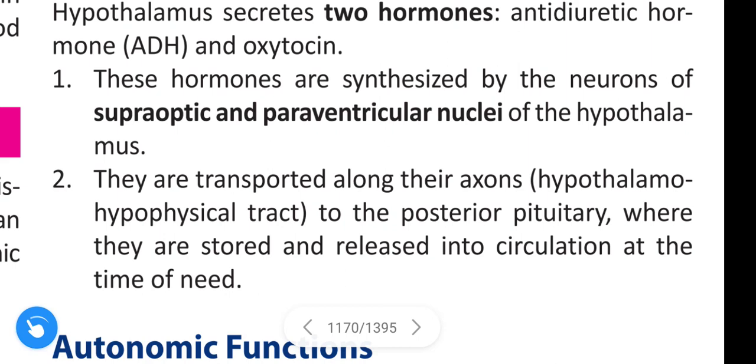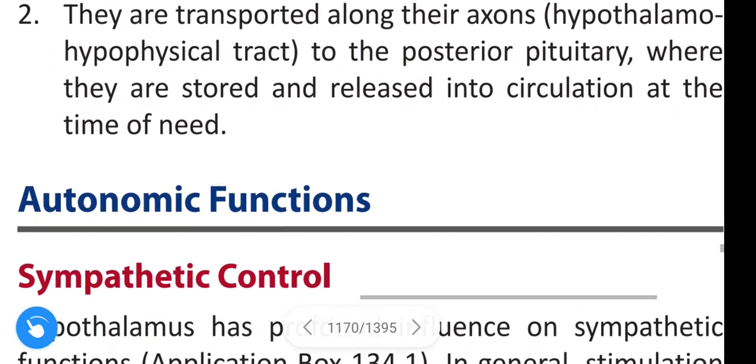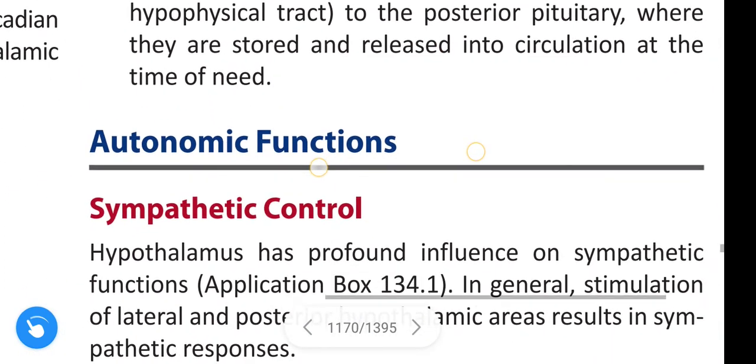Okay guys, we completed endocrine function of hypothalamus. In next video we are going to learn about autonomic functions of hypothalamus.